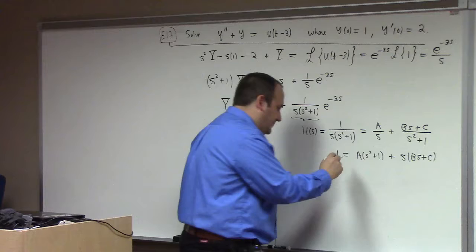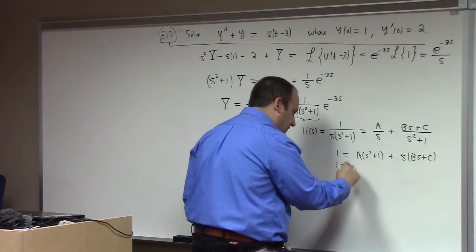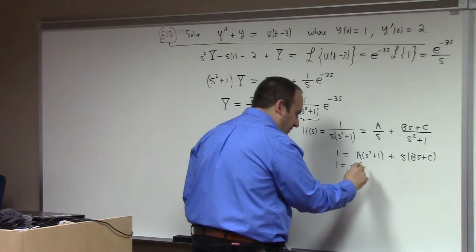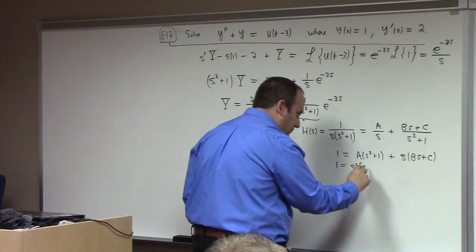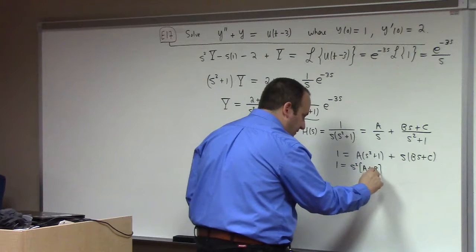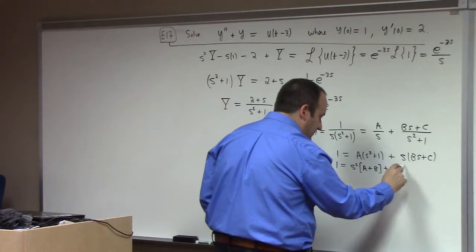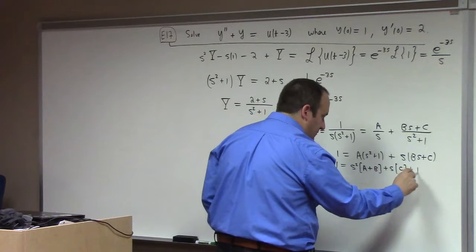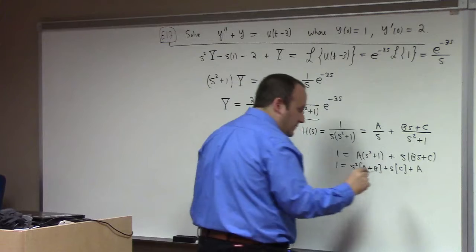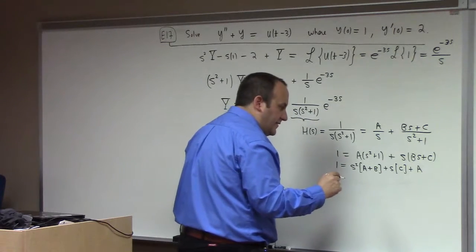I think I'll use equating coefficients paired with evaluating at a specific value. With s squared, I've got a plus b. With s, I've got c. The constant term, I've got a, right? Is that it?